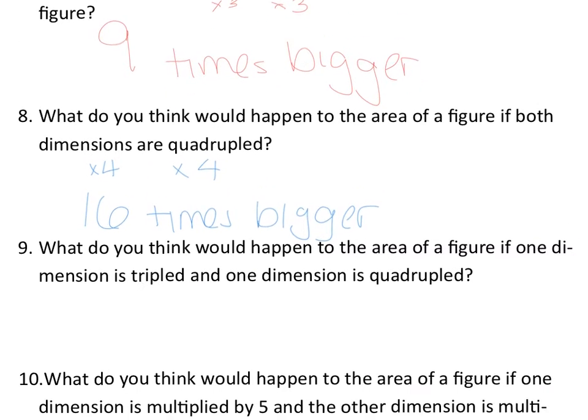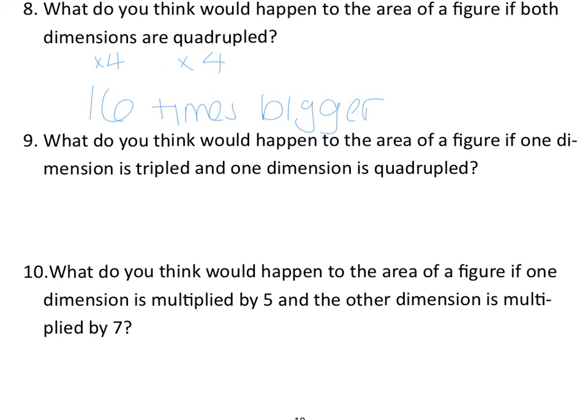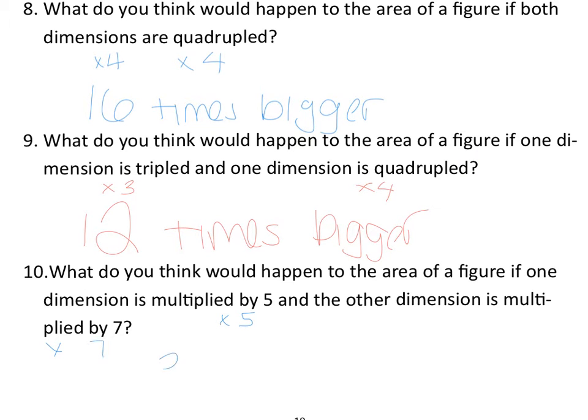And then, of course, it's going to ask, what do you think if one dimension is tripled and one dimension is quadrupled? Well, that would be 12 times bigger. The area would be 12 times larger. And what do you think would happen to the area of the figure if one dimension is multiplied by 5 and the other dimension is multiplied by 7? The area would be 35 times bigger.